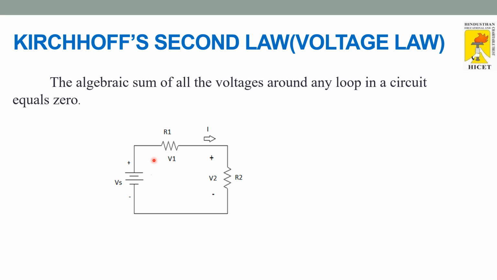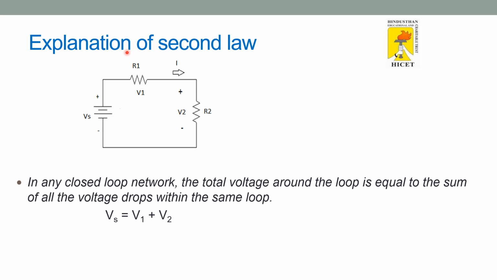So this particular Vs voltage is divided into V1 and V2 depending upon the resistance values. These are considered voltage drops, so they carry a negative sign. The source is a potential rise, hence it is positive. So let's move to the explanation of this law.